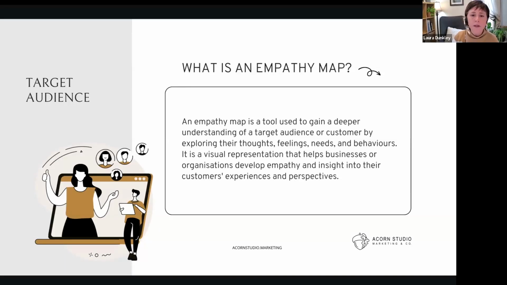An empathy map is a tool used to gain a deeper understanding of a target audience, right, or your customer, by exploring their thoughts, feelings, needs, and behaviors. It's typically done in a visual way to represent and help your business and organization really connect with them, have an empathy and insight into their experiences and their perspectives.